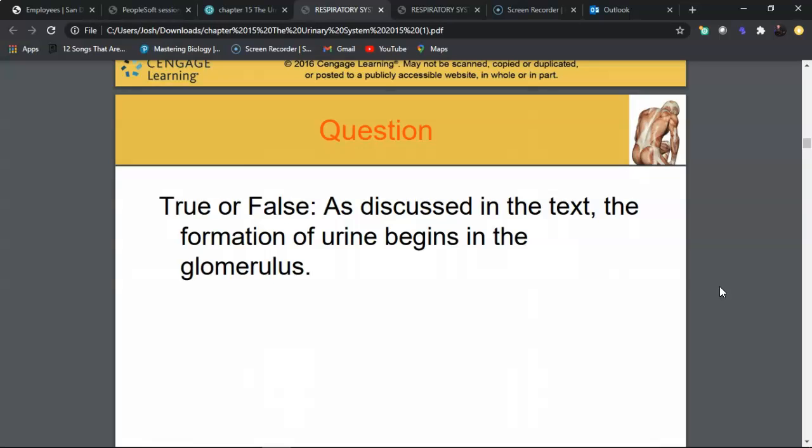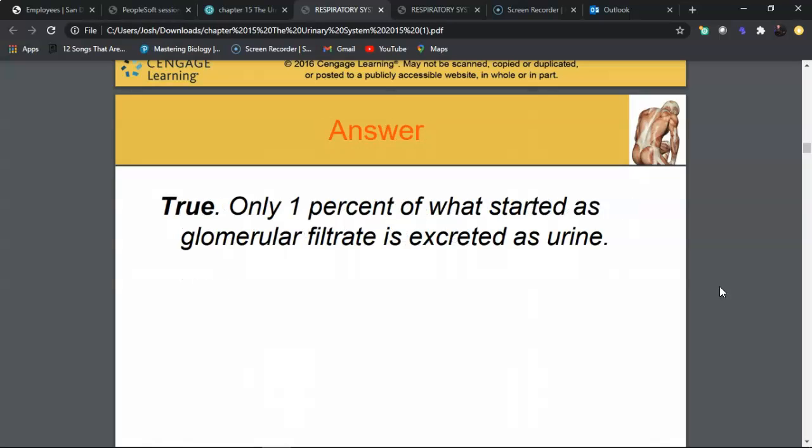And so true or false, as we discussed in the text, the formation of urine begins in the glomerulus. That is true. And once again, only 1% of what starts as filtrate is excreted as urine.